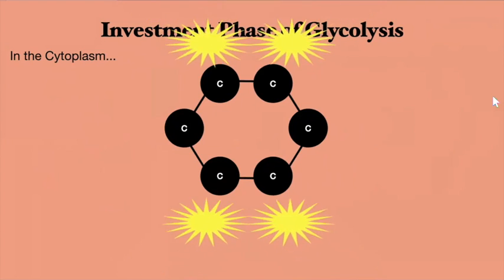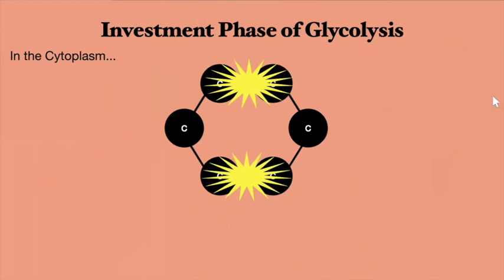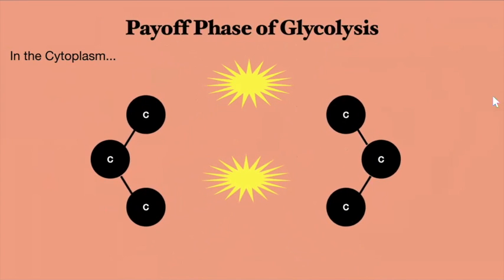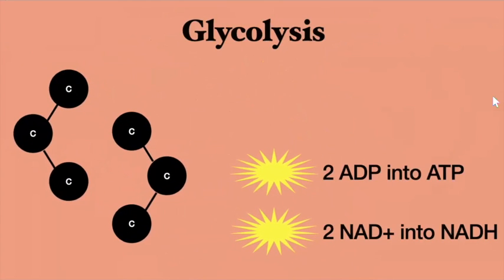4 ATP go into the bonds of a glucose or 6-carbon sugar to break the bonds and produce 2 pyruvate molecules or 3-carbon sugars, and the energy from the bond breaking converts 2 ADP molecules into ATP molecules and 2 NAD plus molecules into NADH. So it reduces both low energy electron carriers into high energy.